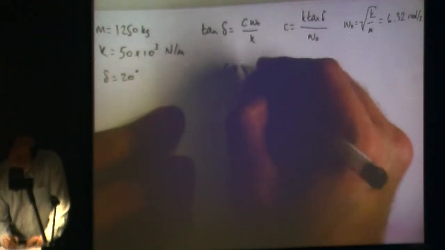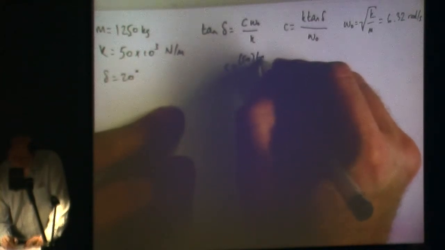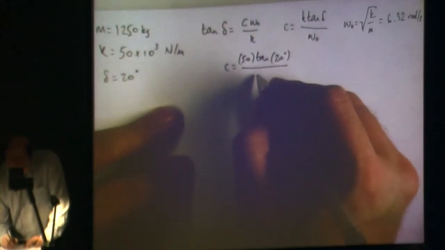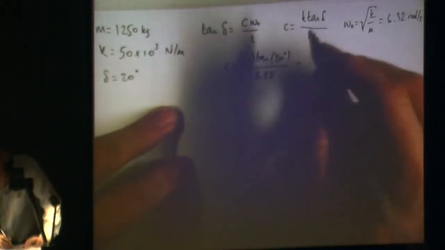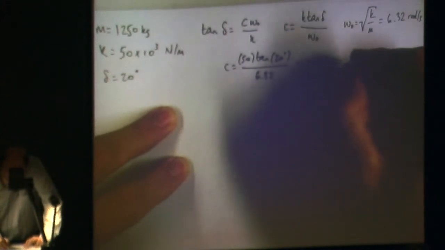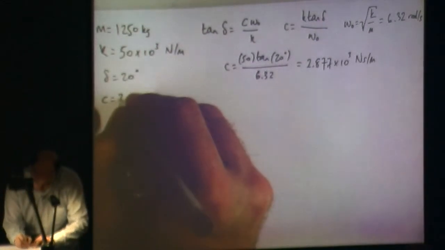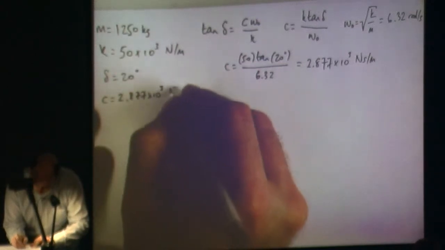So C, taking this equation, C equals 50 tangent of 20 degrees divided by 6.32. Don't forget to put it in degrees on your calculator, okay? So that's going to be 2.877 times 10 to the 3 Newton seconds per meter. So over here we've got C is 2.877 times 10 to the 3 Newton seconds per meter.